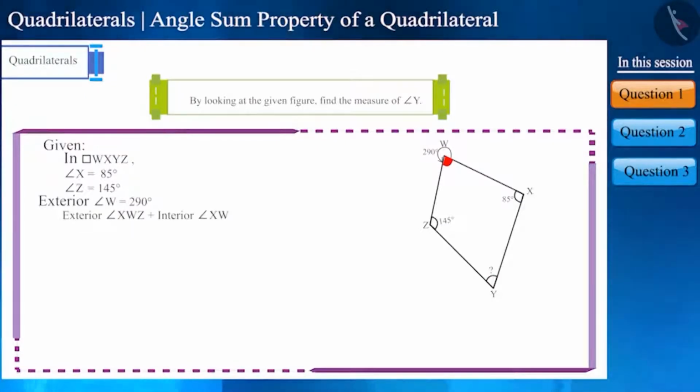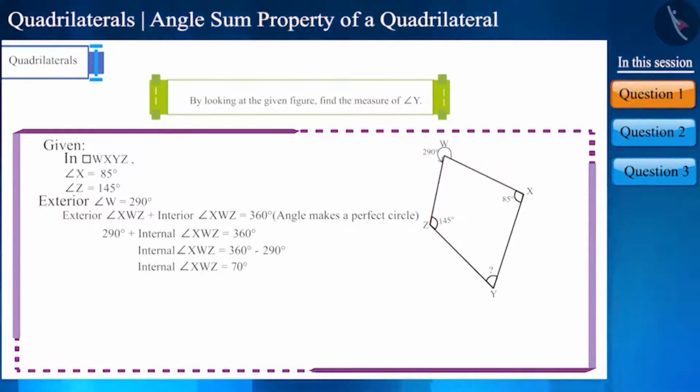We know that when an angle forms a complete circle, its measure is 360 degrees. Therefore, the sum of the measurements of exterior angle XWZ and interior angle XWZ will be 360 degrees. We are given the measurement of the exterior angle XWZ as 290 degrees. Using this, we can find the measure of the interior angle XWZ. We got the measure of the interior angle XWZ as 70 degrees.